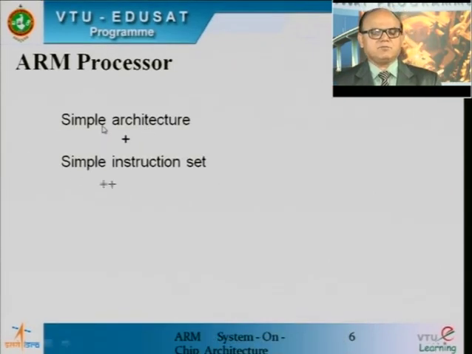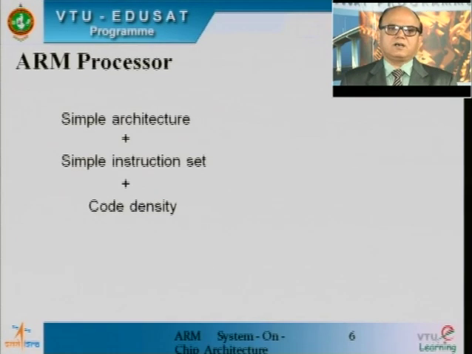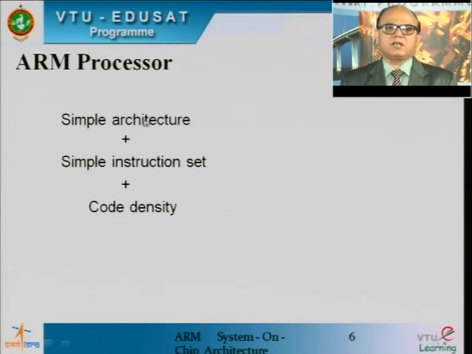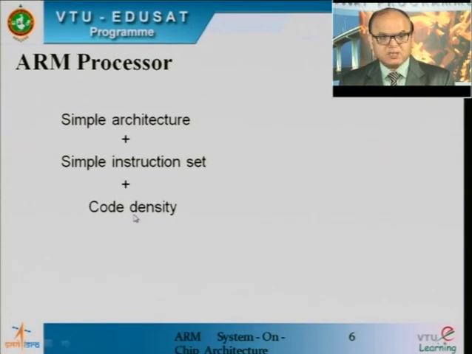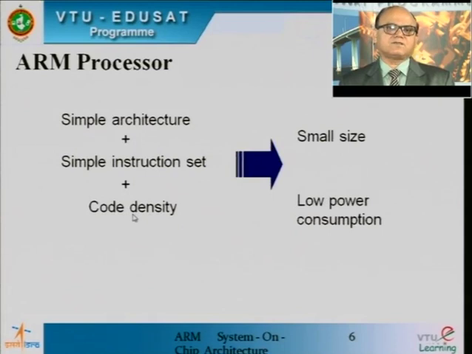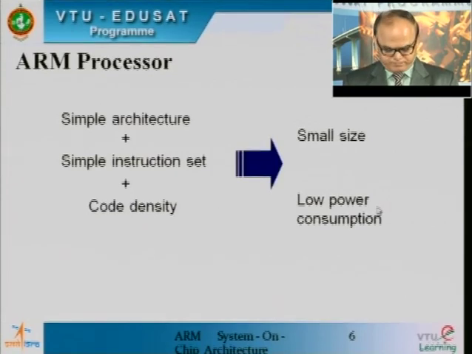Since the ARM processor uses a RISC architecture, it is a simple architecture with a simple, reduced instruction set. And since the ARM processor supports 32-bit instructions and 16-bit instructions, code density is also an important criterion here. Our code density improves. So the ARM processor has these important characteristic features, and with these features the ARM processor is small in size and a low power consumption processor core.